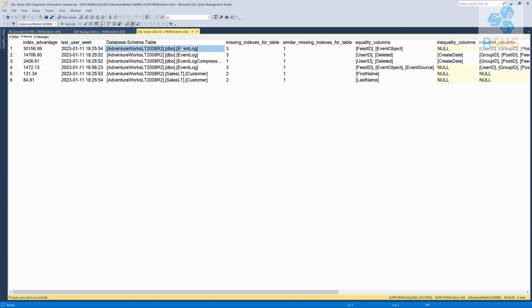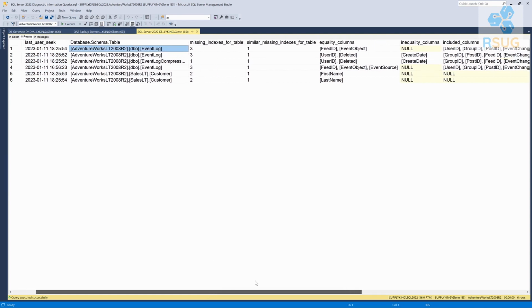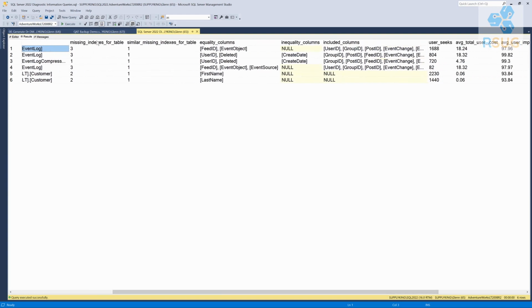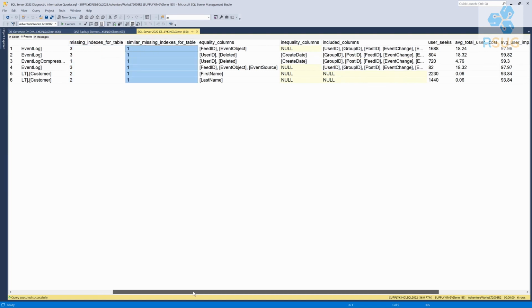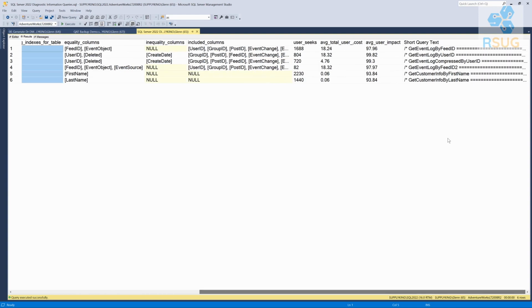And then this shows you your database and schema and table where it thinks it wants that index. And then this tells you how many missing indexes for that table total and how many are similar, which we'll get back to in a minute. And then if we scroll over to the right, on SQL Server 2019 and newer, it actually shows you the short query text. So you know what stored procedure or query is triggering this request, which is really useful. On older versions, you didn't know that. You had to try to figure it out other ways.